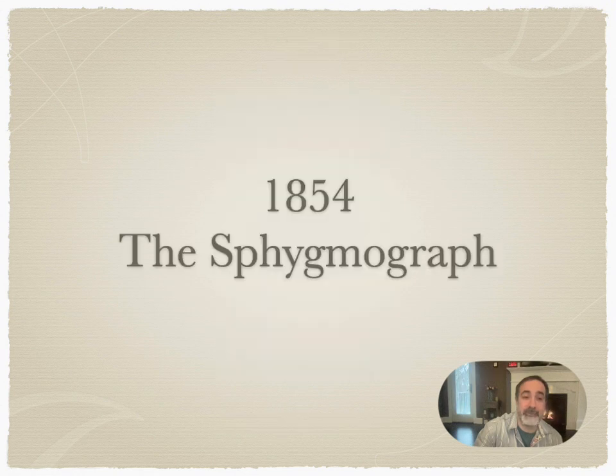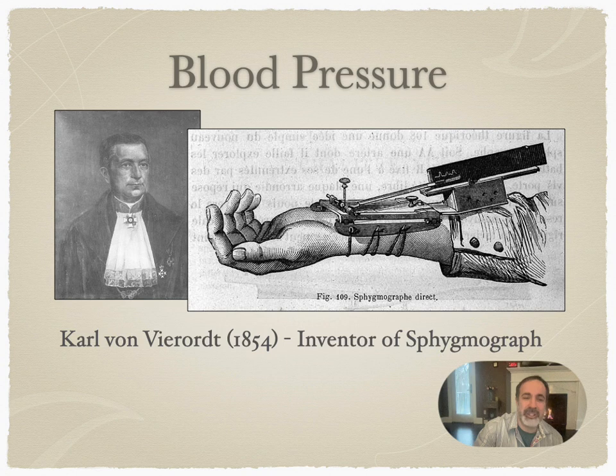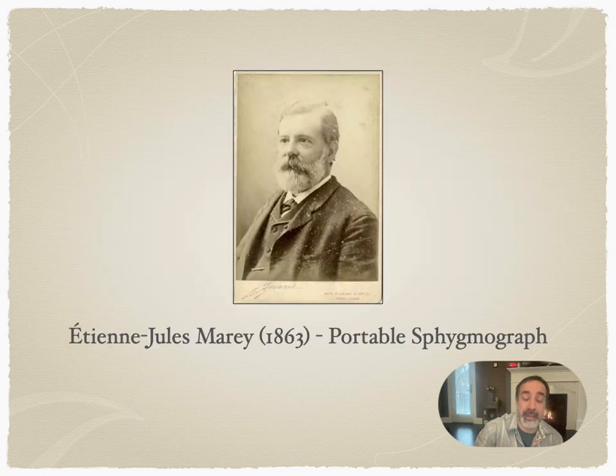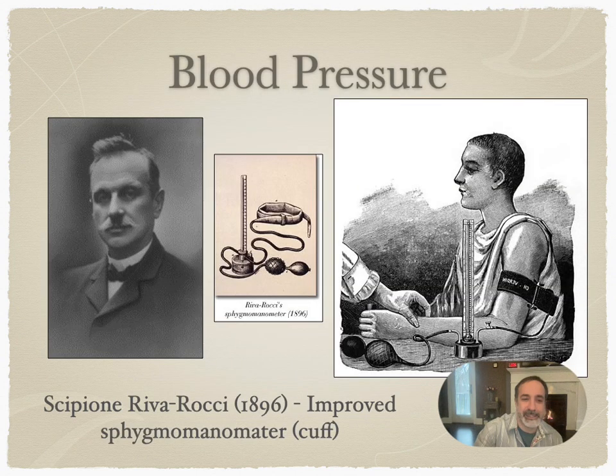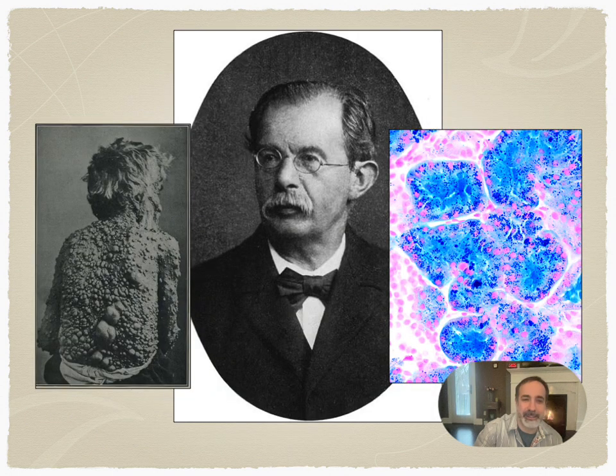And in 1854, the sphygmograph was invented. Here's the original device, looking and functioning more like a seismograph. But over the next 50 years, it would see many improvements. By 1863, the portable sphygmograph was invented. By 1880, a sphygmograph was converted to a sphygmomanometer by using water and then air-filled balloons to compress the radial artery. By 1896, the balloons were modified into a cuff.